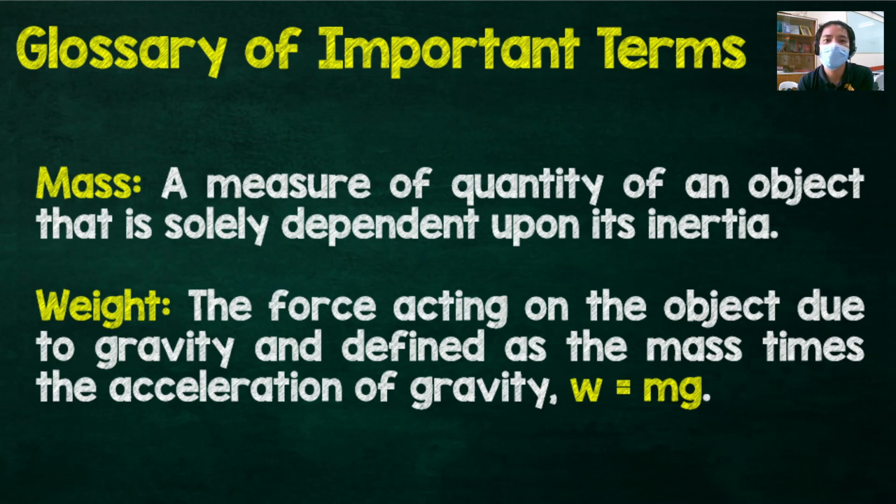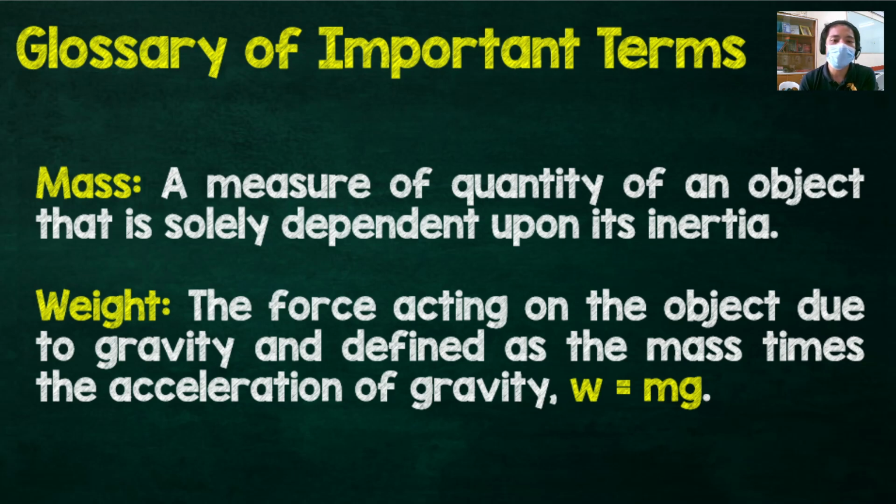Why? The answer is, it is because of the gravitational pull of the moon, which is different from the gravitational pull of the Earth. You see, the gravitational pull of the moon is only 1/6 of the gravitational pull of the Earth. So you weigh less on the moon, but your mass is still the same.